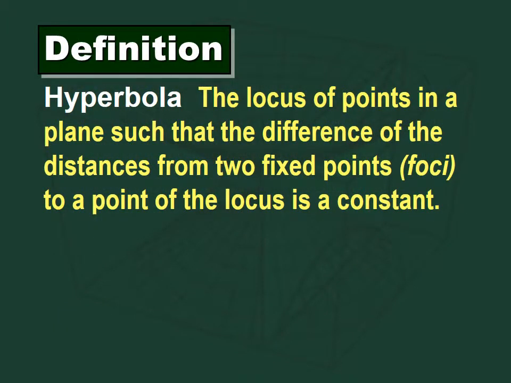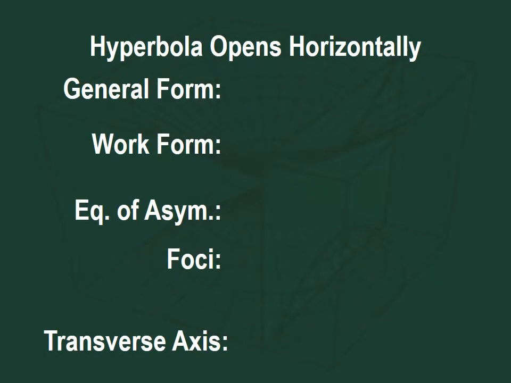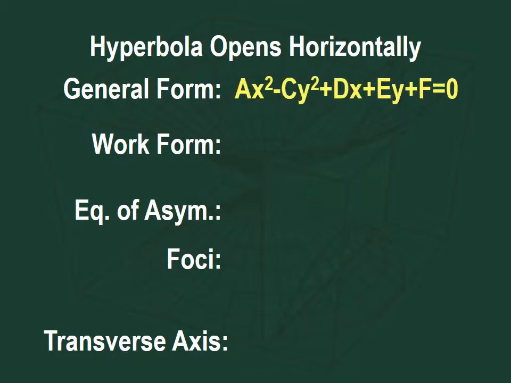Okay, so first, definition. A locus of points, a collection, right? Locus just means collection, such that the difference of the distances from two fixed points, which we call foci, to a point on the collection of points is a constant. What does that look like? Here's a point that's on the locus of points, on the collection of points. And then this distance minus this distance is going to be constant for any point that you pick on the hyperbola.